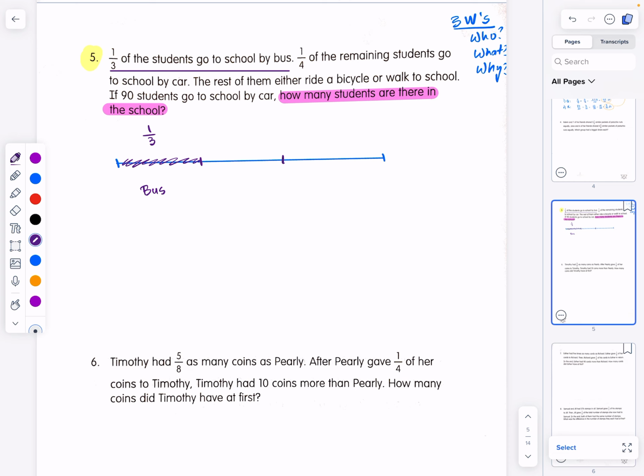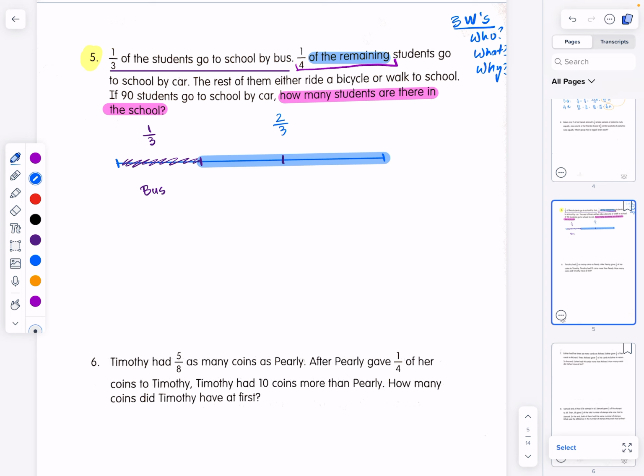Very good. What are they asking us to find next? 1/4 of the remaining students go to school by car. My friends, not 1/4 of the class. They're telling us 1/4 of the remaining students. So who are the remaining students? This is the portion that is not getting to school by bus. So we know that this remainder, obviously 1/3 is by bus, therefore 2/3 gets to school using other means.